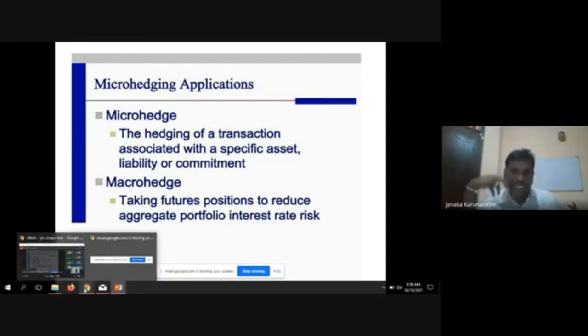From a bank's perspective, either you look at the individual elements where you see probable risk arising from those assets or liabilities, and you use micro hedging, or you don't look at individual items and instead take a holistic view of the portfolio, or even the balance sheet. So that's micro and macro hedging. That's up to you.